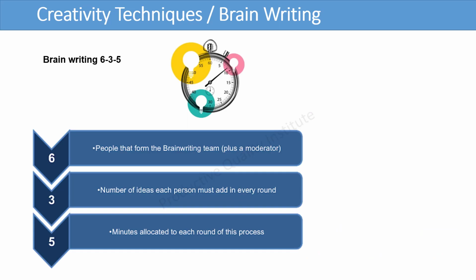Brainwriting 6-3-5 follows the classical model. The term stands for the idea that 6 persons form the brainstorming team in addition to a moderator. Each person writes down and passes on the ideas. 3 ideas must be added in each round by each person. 5 minutes are allocated for each round of this process.